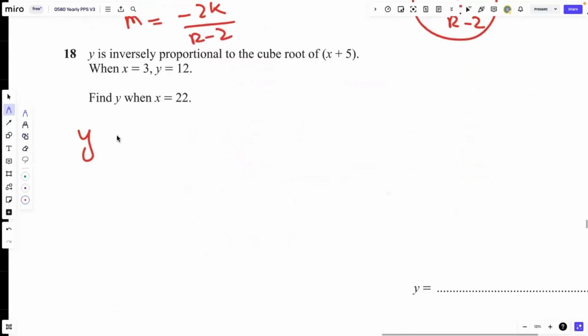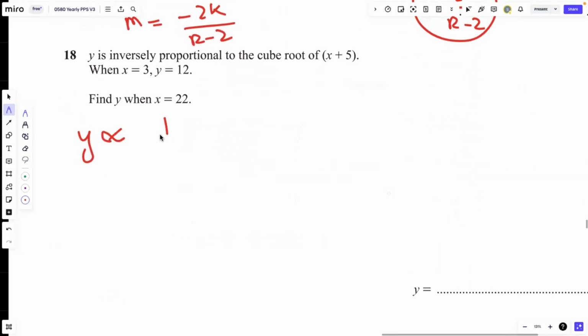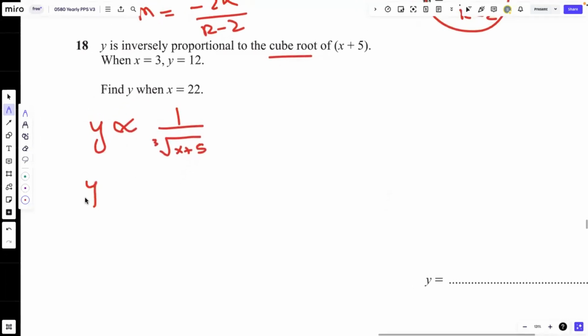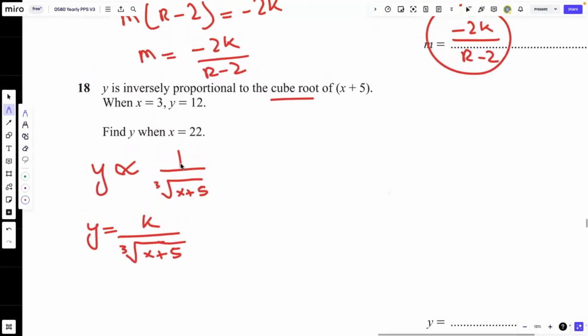y is inversely proportional to 1 over the cube root of x plus 5. That's the situation we have, so that's going to be y equals k over cube root of x plus 5. Inversely proportional would imply that it's 1 over something, k over something. If it was directly proportional, it would have been k times something.